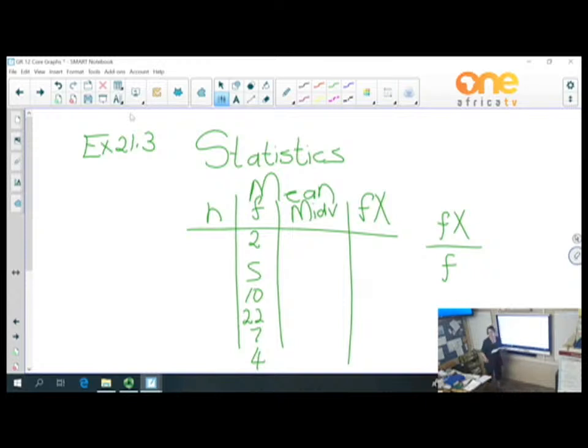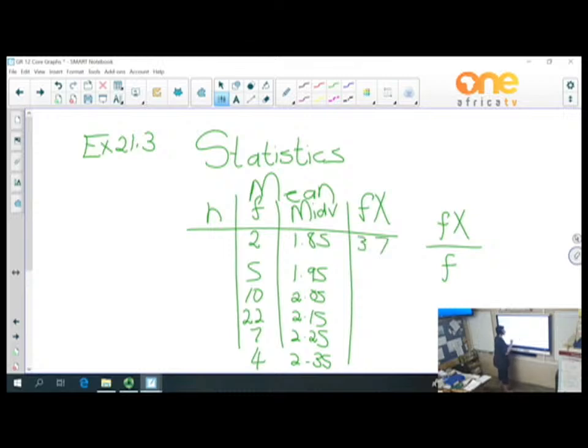Now, how do I get that mid value? So I said you add the 2 and divide it by 2. So 1.8 plus 1.9 divided by 2 will give you 1.85. The second one will be 1.95. Then 2.05, 2.15, 2.25, and the last one is 2.35. Yes, we were busy with it in your workbook. Right, and then fx. So 2 times the mid value will give you fx.